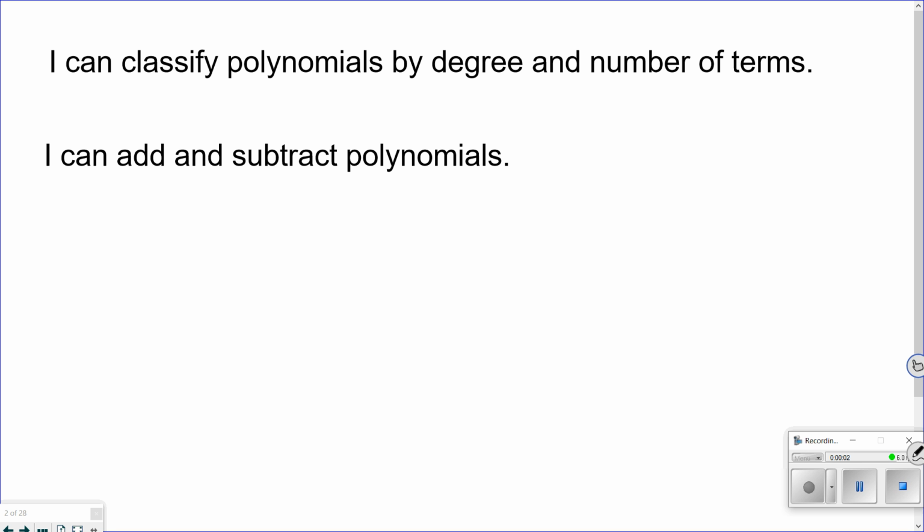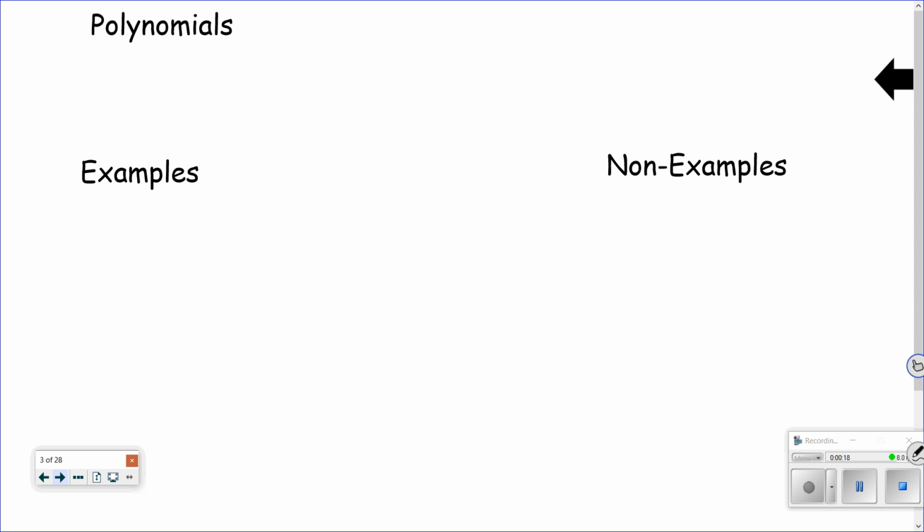Our two learning goals for the day are, first, I can classify polynomials by degree and number of terms. That's really just going to be some vocabulary that we'll go through. And the second part is I can add or subtract polynomials. We'll start with that first learning goal. So let's just start with what a polynomial is.